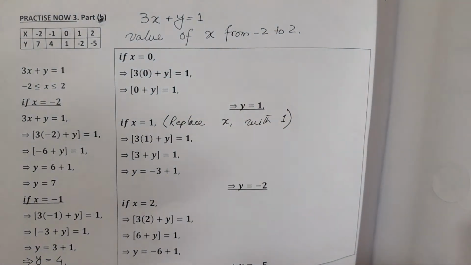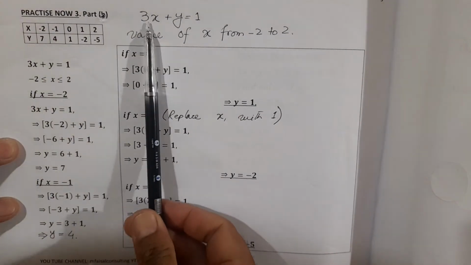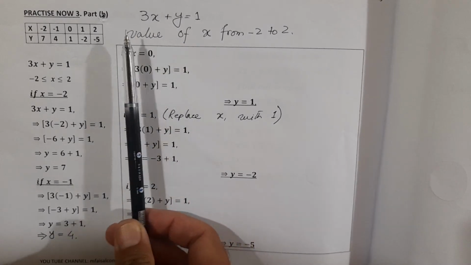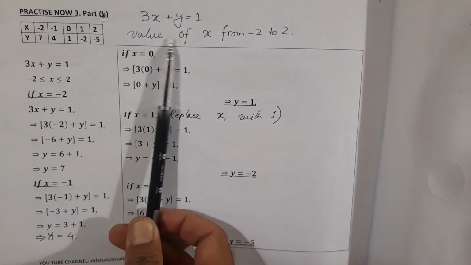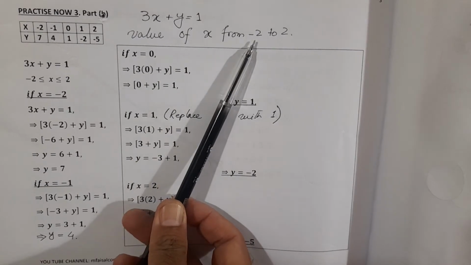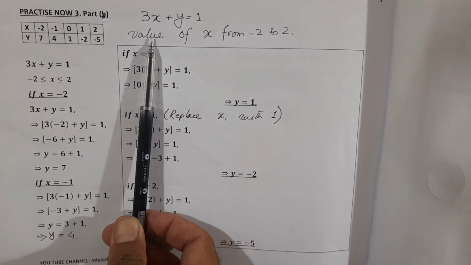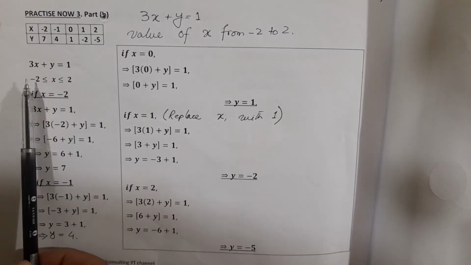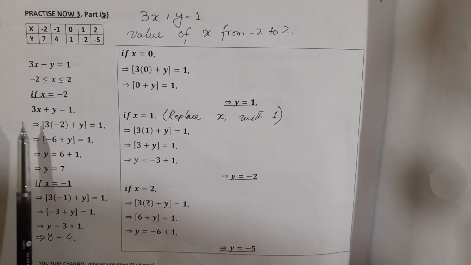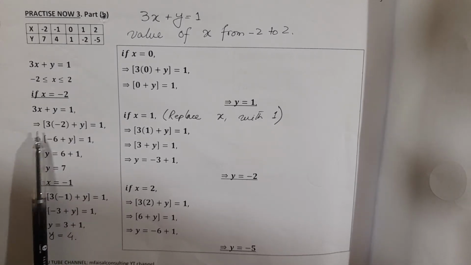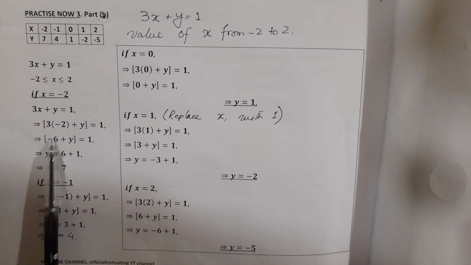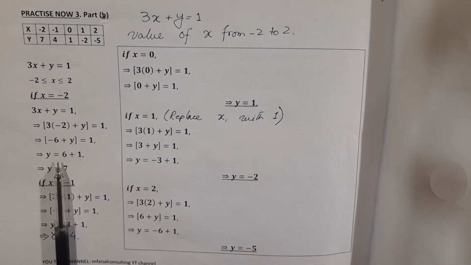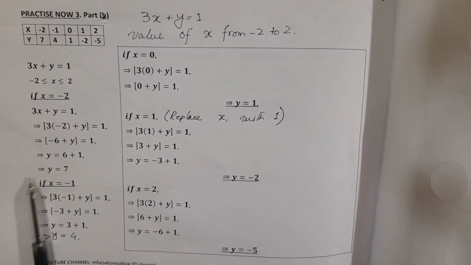Practice now 3, part B. This is the equation 3x plus y is equal to 1. We will be putting the value of x in this equation from minus 2 to 2, and then we'll be solving it. So equation 3x plus y is equal to 1. If x is minus 2, replacing x here with minus 2, 3 multiplied by minus 2 is minus 6. So we'll be taking minus 6 on the right hand side of the equalizer. So that becomes y is equal to 6 plus 1, y is equal to 7.